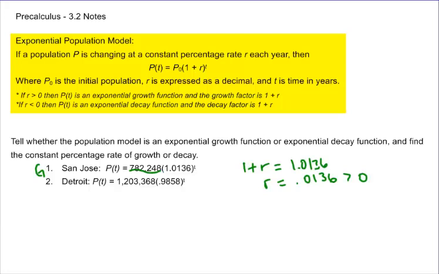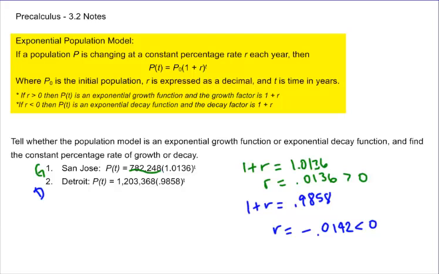With Detroit, initial population of 1.2 million, and so if we look at this guy's rate of growth, 1 plus R is equal to 0.9858. So when you subtract 1 from both sides, R is negative 0.0142, which happens to be less than 0. So for Detroit, we are decay.